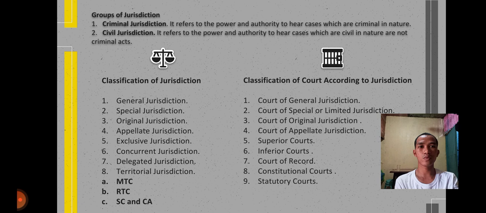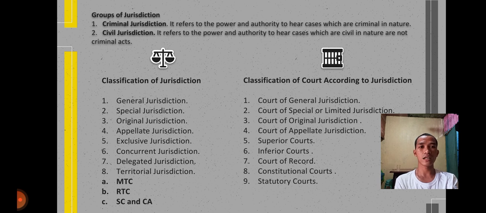So we have two groups of jurisdiction. First is the criminal jurisdiction. It refers to the power and authority to hear cases which are criminal in nature. While the civil jurisdiction refers to the power and authority to hear cases which are civil in nature, are not criminal acts. So we have the classification of jurisdiction.